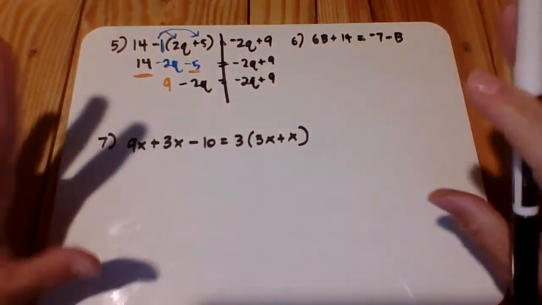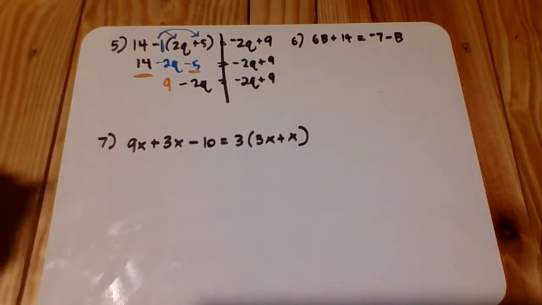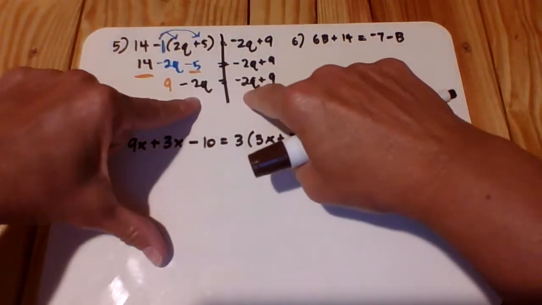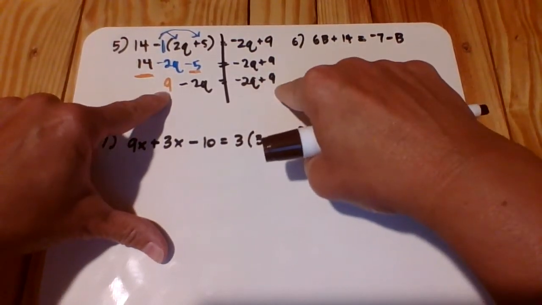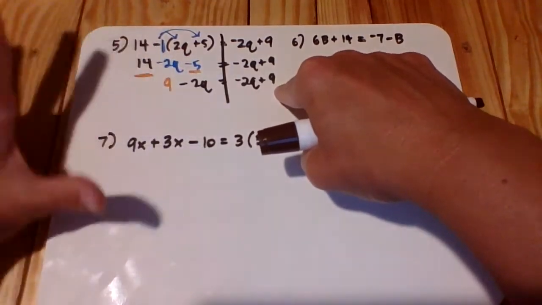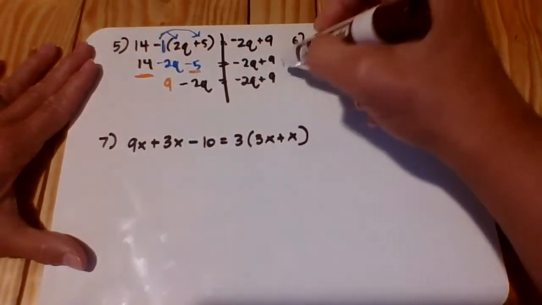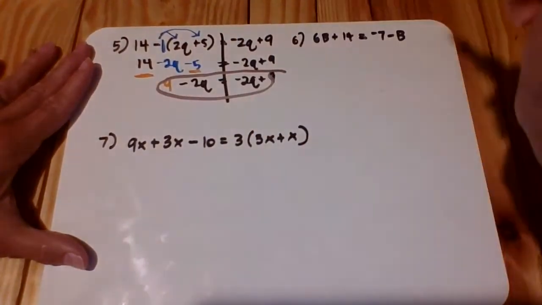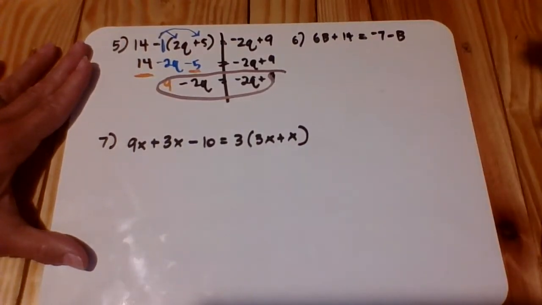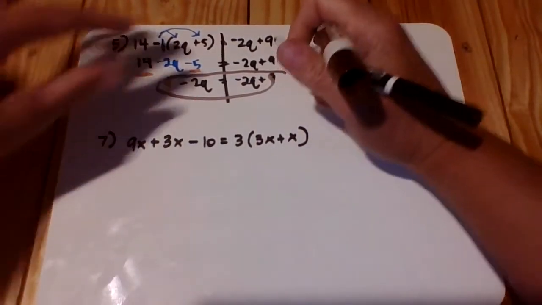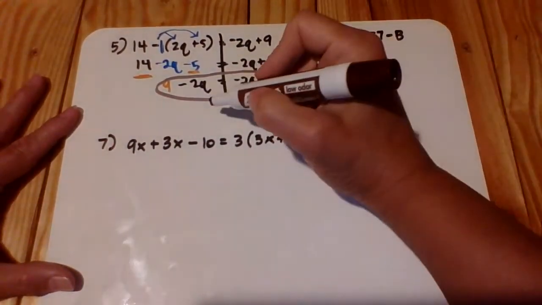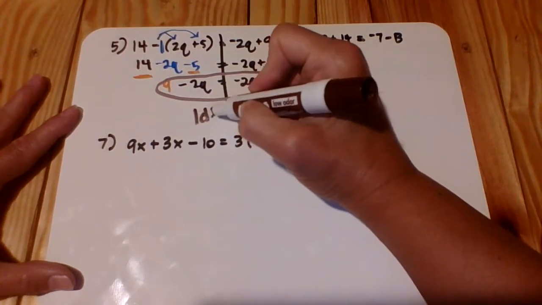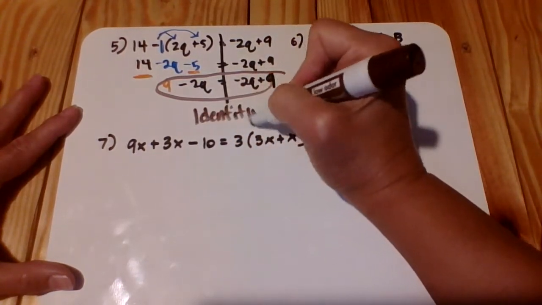Whoa, hold the phone. Do you notice something? Hopefully you were like, oh, I see it, Mrs. Smith. Negative 2q and negative 2q. Same. 9, 9. Same. So we can stop there. We don't need to do the rest. I notice, I'm a smart cookie, I notice the pattern. They're identical on one side and identical on the other. So they are an identity.